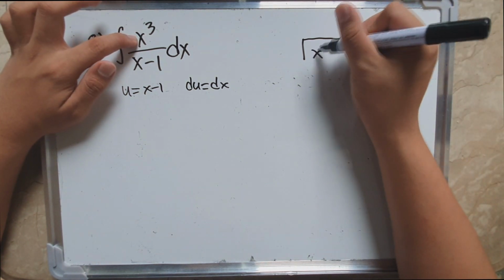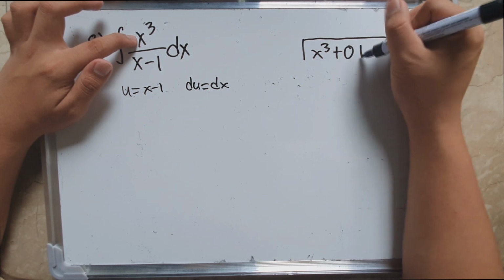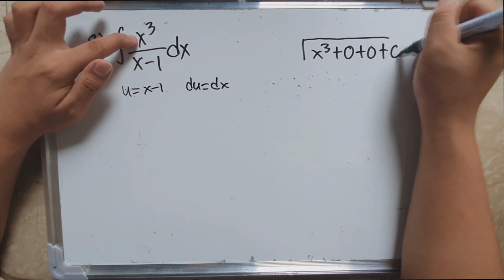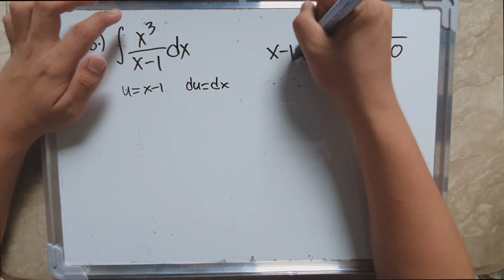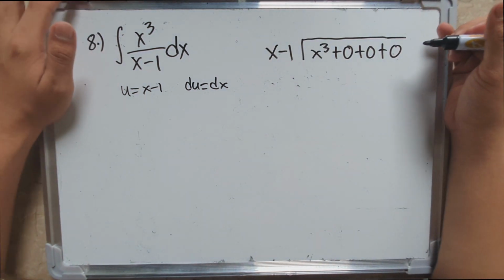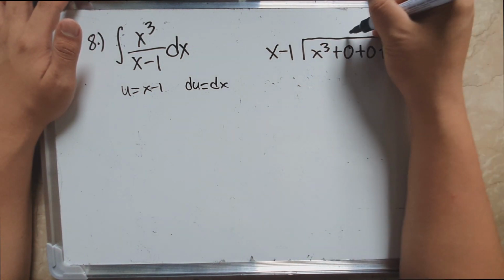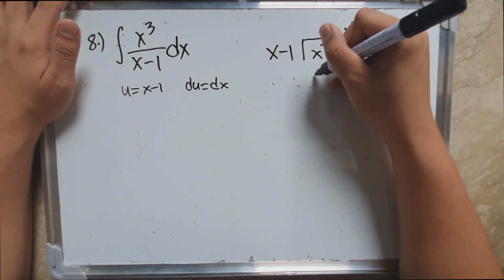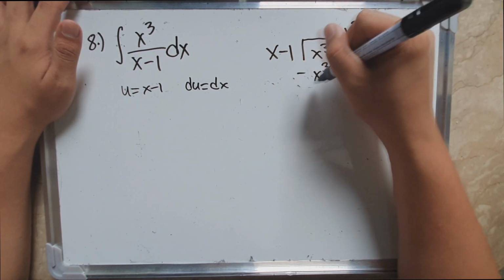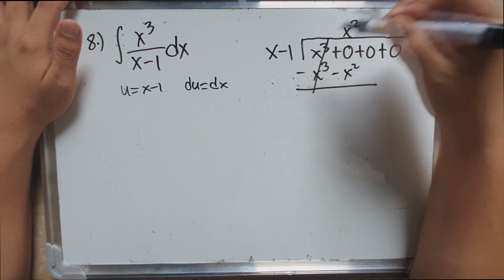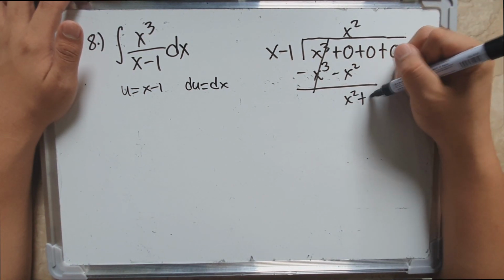Let's have x cubed plus 0 for the x squared plus 0 for the x plus 0 for the constant. And let's have x minus 1. Okay, so to eliminate x cubed, let's multiply by x squared. We have x cubed minus x squared. Subtract. We could cancel x cubed. We now have positive x squared, bring down 0.